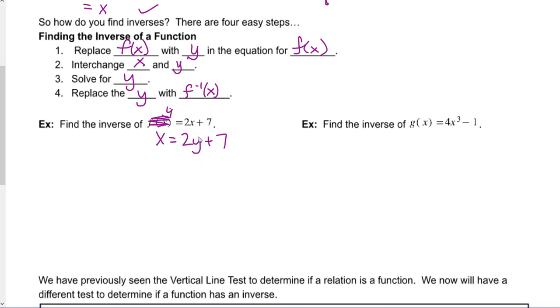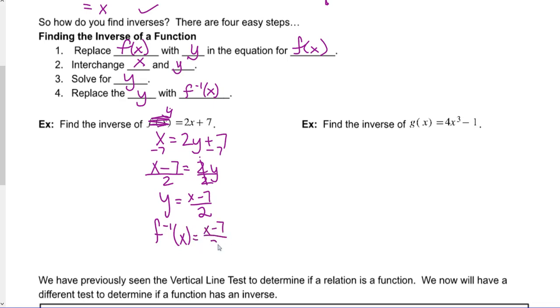If I want to get y by itself, first I've got to get rid of this plus 7. So I'm going to subtract 7 from both sides. I get x minus 7 equals 2y. Then I'm going to divide by 2 on all cases. Now you can divide all of that by 2 or each individual. It doesn't matter which one. This is going to cancel, leaving me with y equals x minus 7 all over 2. Now, I'm going to make that final little note here, f inverse of x. So that is, of my original function, the inverse of that.